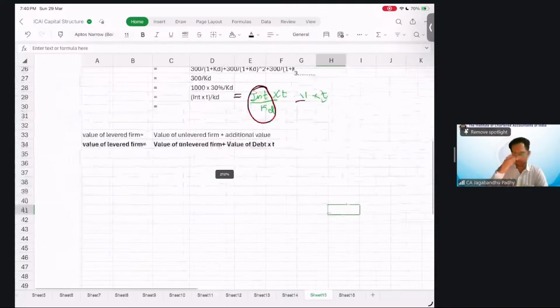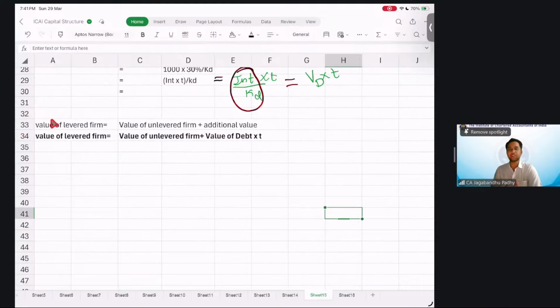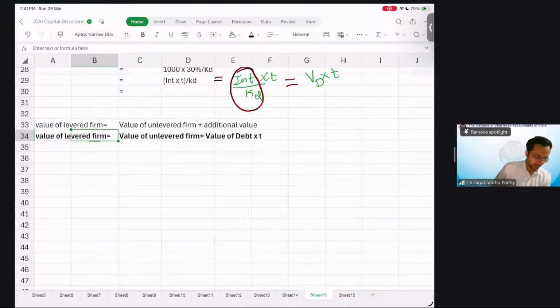One important relation between levered and unlevered firm is that in the absence of any taxation, the value of levered firm and unlevered firm are going to be the same. But if there is taxation applicable, then the value of levered firm is going to be equal to the value of unlevered firm plus the value of debt into tax rate. So that's the value of the levered firm.